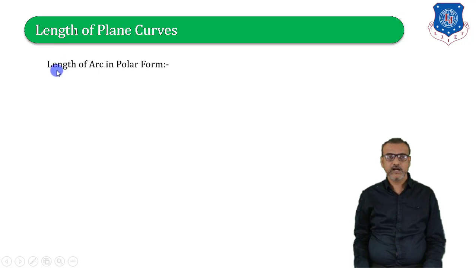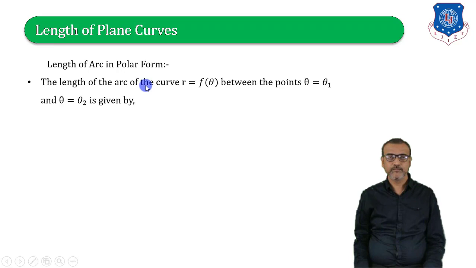Now we will see how to find out the length of arc in polar form. The length of the arc of the curve r equals f of theta between the points theta equals theta 1 and theta equals theta 2 is given by s equals integration from theta 1 to theta 2 square root of r square plus (dr by d theta) the whole square d theta.